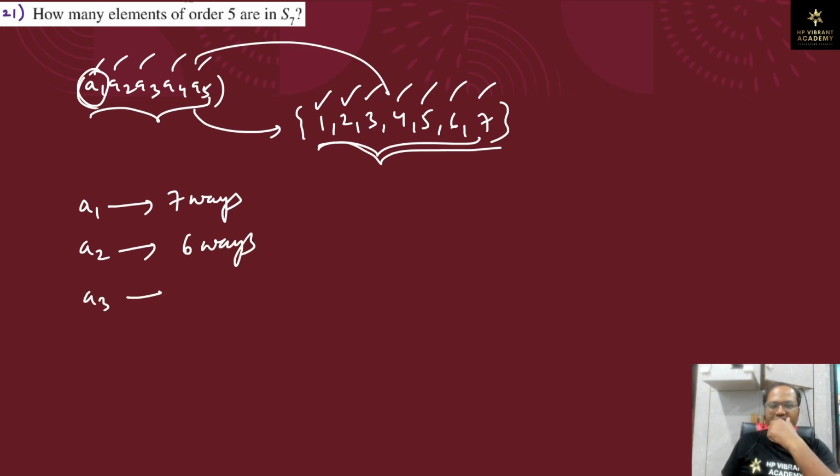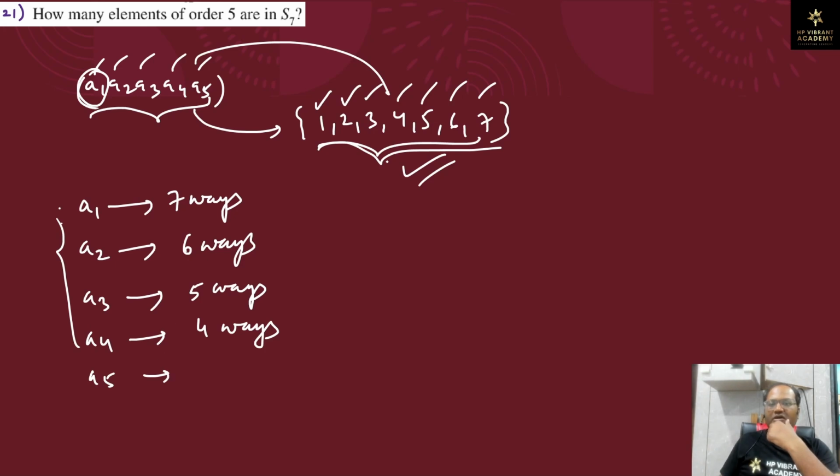A3 can be selected in... ठीक है, तो 2 elements already use हो चुके हैं, तो कितना बचा? 5 ways. ठीक है, तो A1, A2, A3 को assign हो चुका है already, तो A4 कितना हो जाएगा? 4 ways ना. मतलब कि अब देखो 4 elements select हो चुके हैं, तो A5 कितना होगा? Out of 7, 4 are already selected, so what's left is only 3 ways.